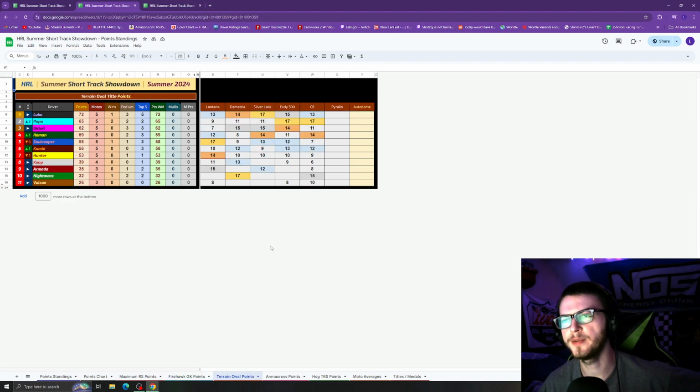And then we go to Terrain Oval. Terrain Oval, on the other hand, I think I have a pretty big advantage in this one, but not to say that it's locked in by any means. So basically, Slaunch does have the two wins, but he also had three really bad finishes to start off with, so that's the downside there. And then Detail, three really good podium finishes, but again, the two bad finishes.